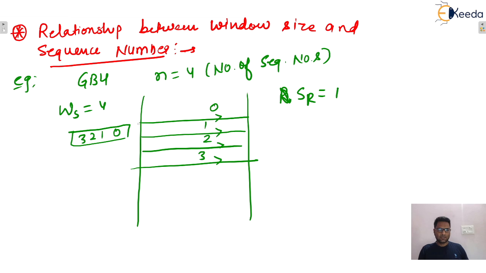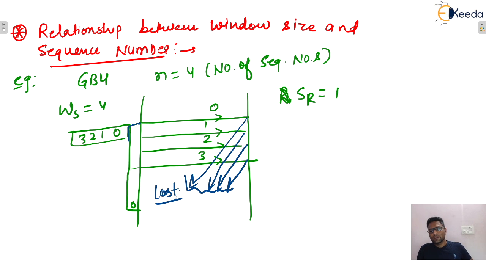Let's say there is a timeout timer for the 0th packet. Let's say this is the timeout timer for the 0th packet. Now let's say whether these are independent or cumulative acknowledgements, no need to worry. Let's say these acknowledgements get lost in between. If these acknowledgements get lost, isn't it?